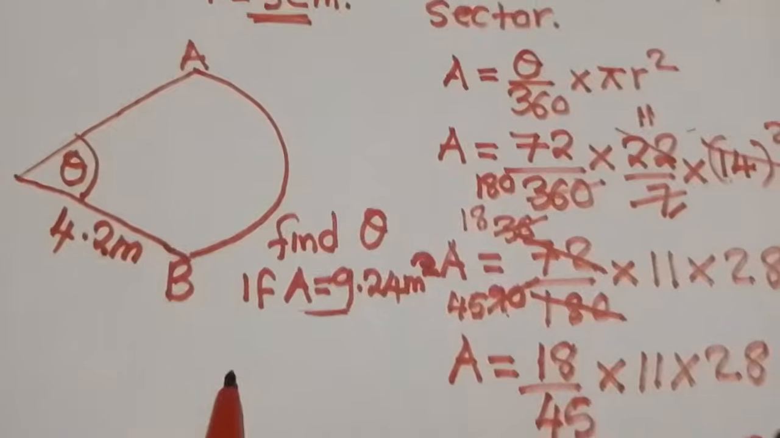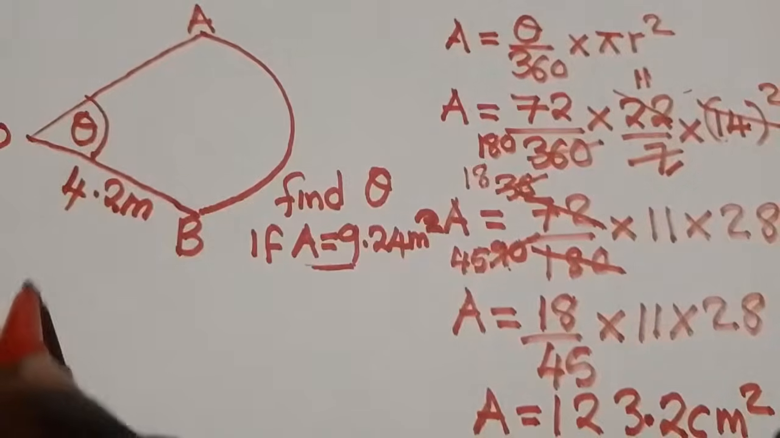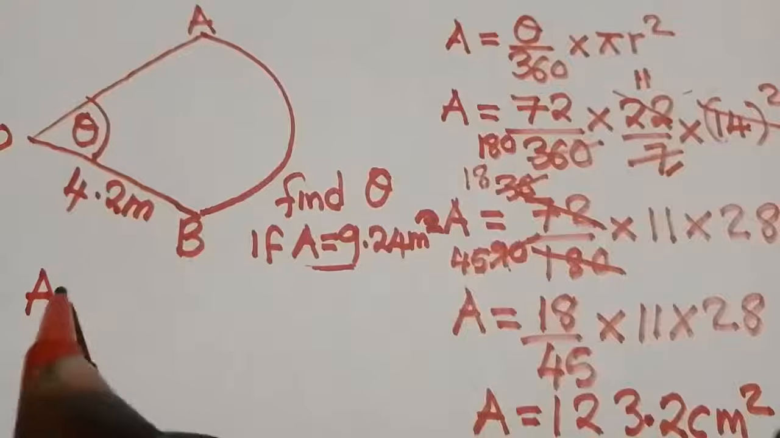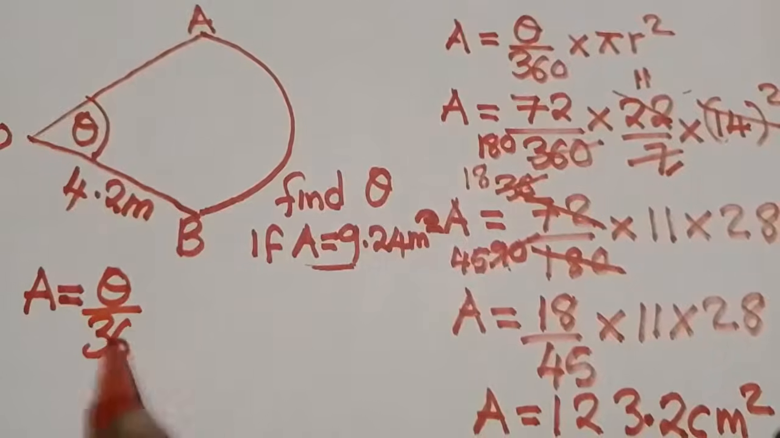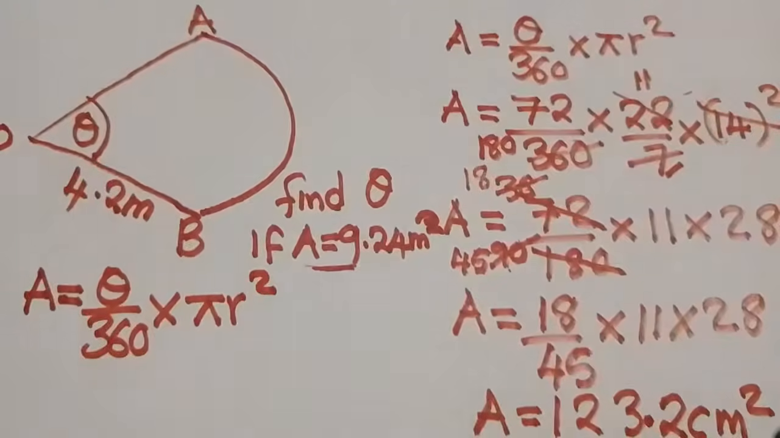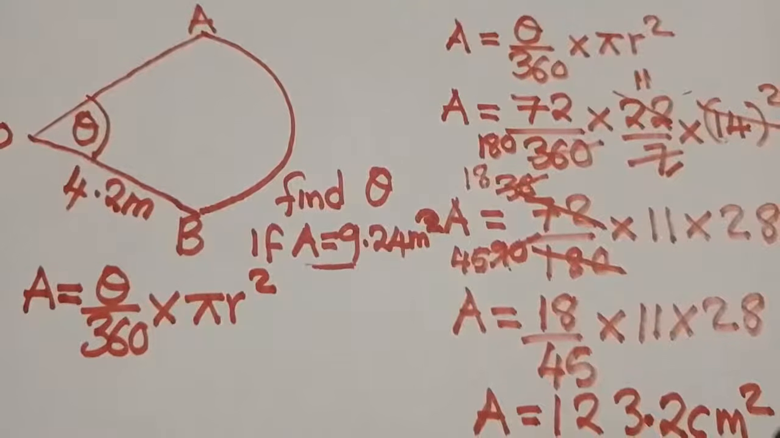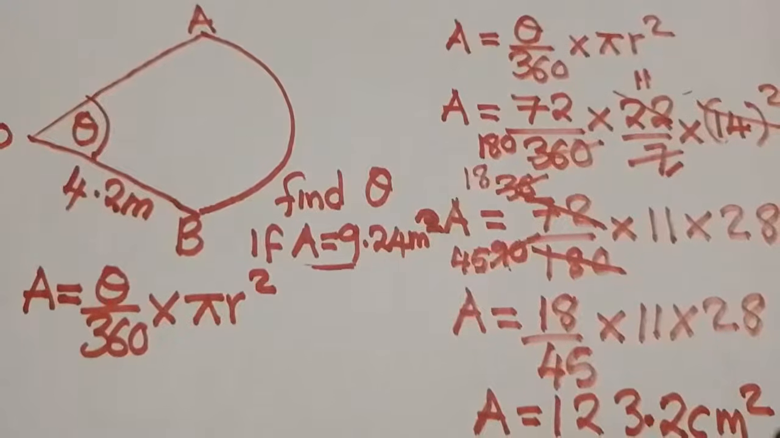So I'm writing the formula here. The area of a sector is equal to theta over 360 times pi r squared. This is what you are given. The formula, you know it. Make sure that you know and understand this formula.